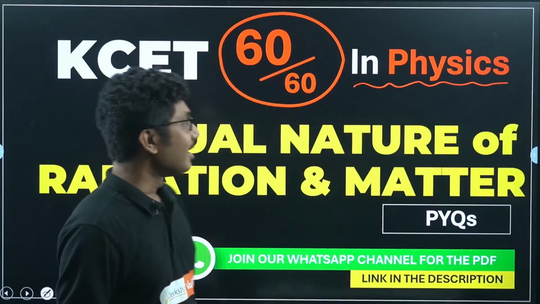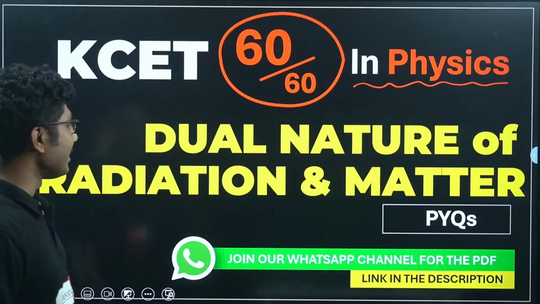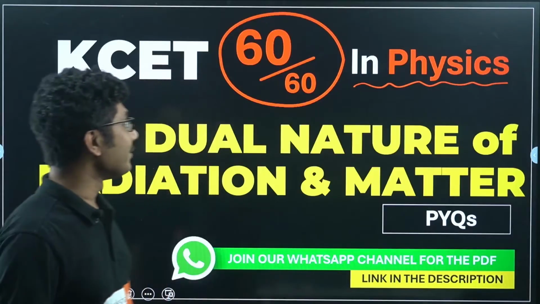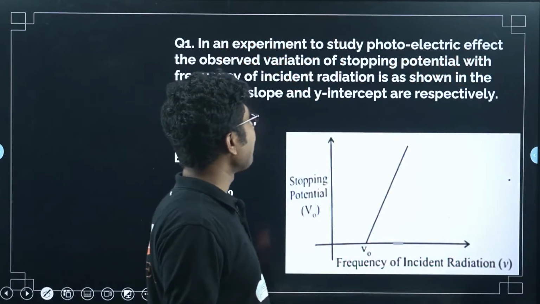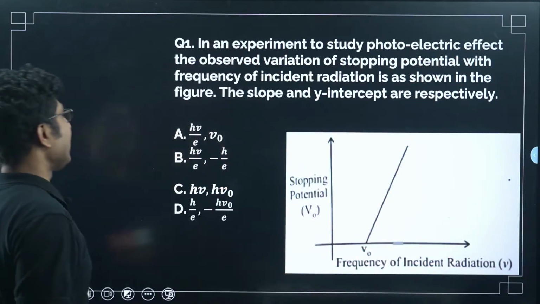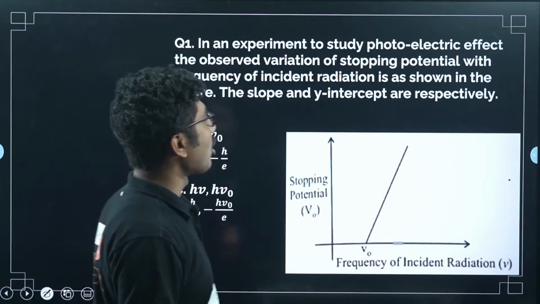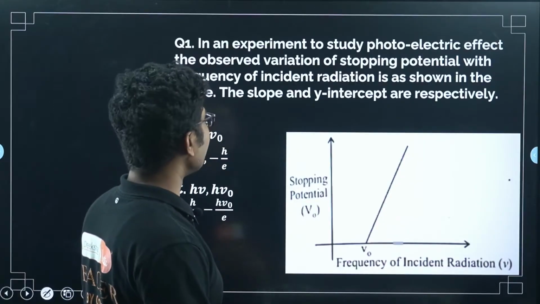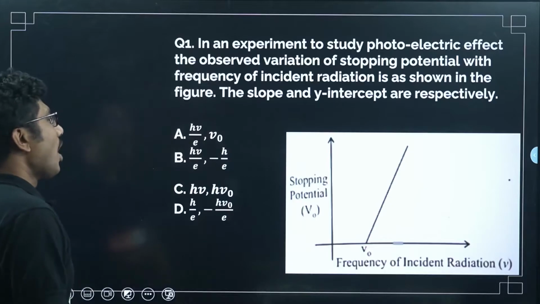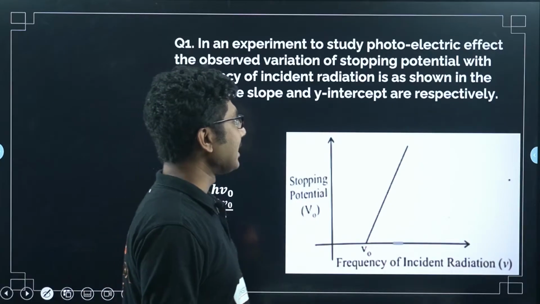Now let's start with the dual nature of radiation and matter. Today we are solving the PYQs. So the first PYQ is: in an experiment to study the photoelectric effect, the observed variation of stopping potential with the frequency of incident radiation is as shown in the figure. The slope and y-intercept are respectively.